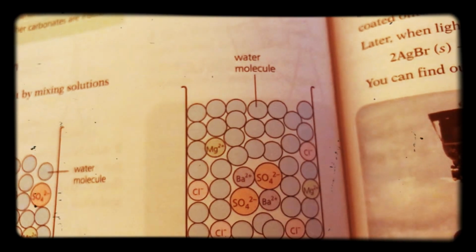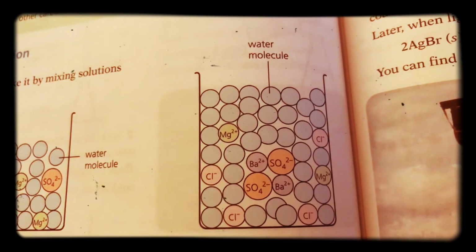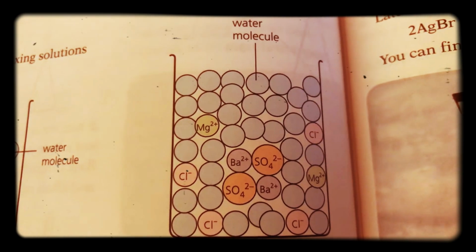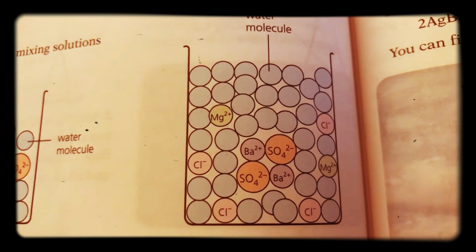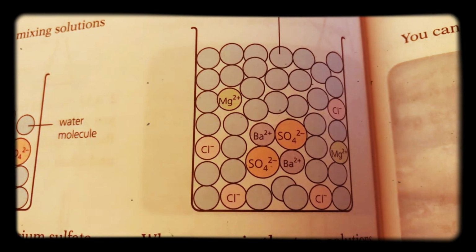And when you mix the 2 solutions, the barium and sulfate ions bond together. Barium sulfate actually forms as a precipitate. There's nothing that the water molecules can do about that to balance and counterbalance that.